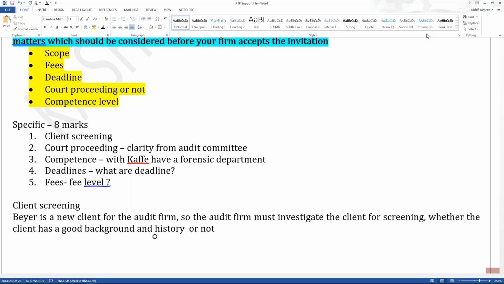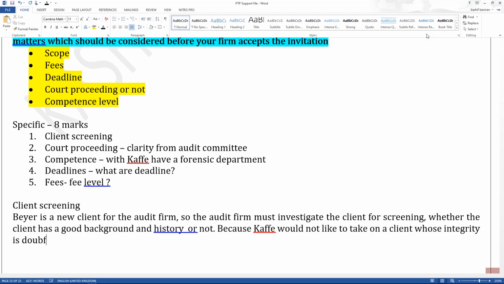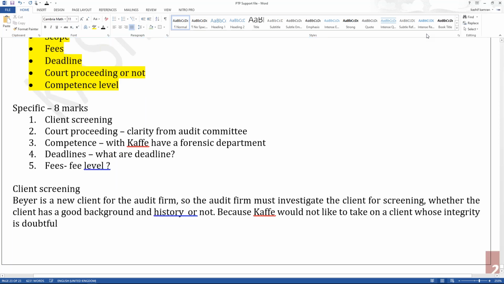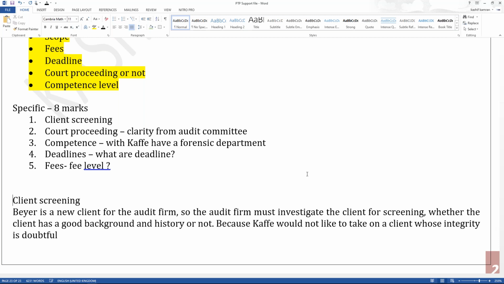There is a new client for the audit firm, so the audit firm must investigate the client, screening whether the client has a good background and history or not, because CAFE would not like to take on a client whose integrity is doubtful. Would you like to take on a bad company who has a very bad image and repute in the market, or a company known for money laundering or tax investigations? Would you like to take on Bear if it is sound, if it is good? So you would do the client screening first before taking on Bear.